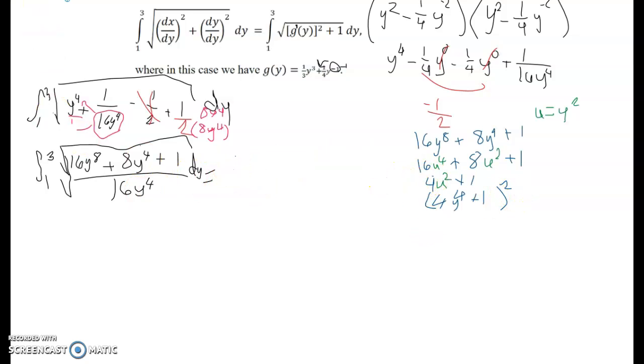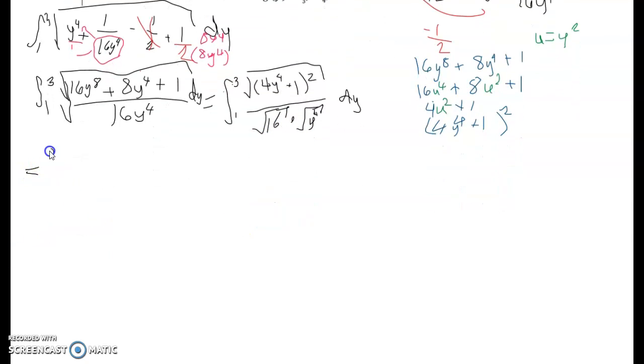So we have our integral from 1 to 3, the square root of 4y to the fourth plus 1 squared. And that's the top, this numerator, over, we have 16, square root times square root of y to the fourth. And that's dy.